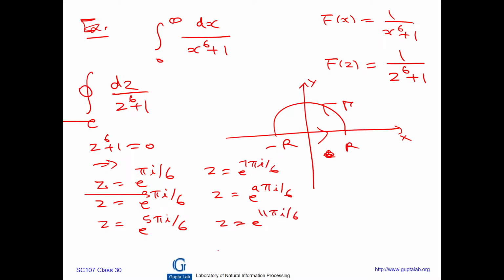How will you find this? z raised to power 6 is equal to minus 1. So minus 1 you can write in terms of exponential, right? And then just solve it. I mean, minus 1 into e raised to power 2n pi you can add, because e raised to 2n pi is 1. So then just do the calculations, and you get these 6 values of z, where z raised to 6 plus 1 is equal to 0. Now the question is, which one will lie inside this semicircle? That is what we need to find.